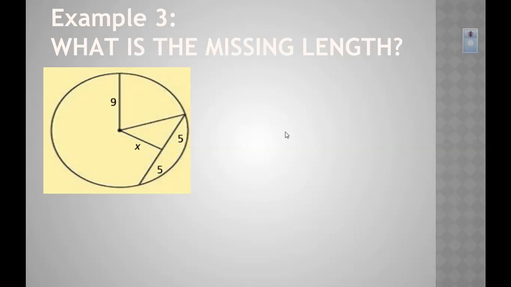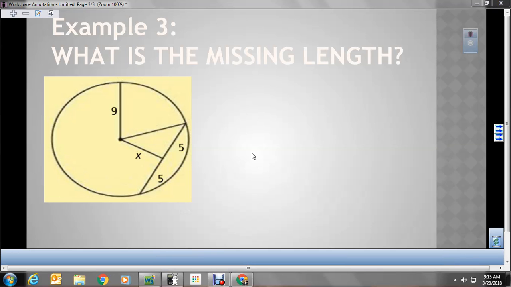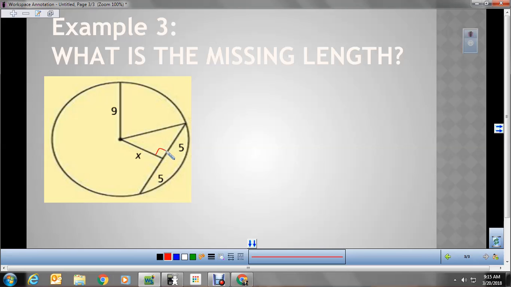So let's look at example 3. What is the missing length? In this problem, here's the information they give us. They tell us we have this segment is 5, this is x, and this is 9. Now, what I want you to recognize is that this has been bisected. This is the center of the circle. So the radius bisects a chord, which means that this now is a perpendicular bisector. So that means that we have a right angle.